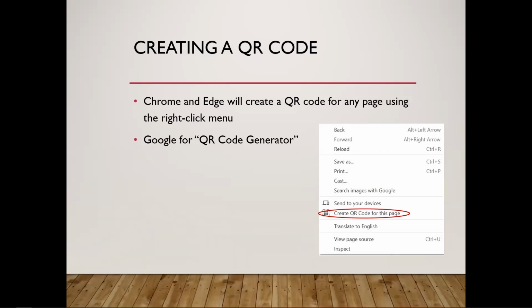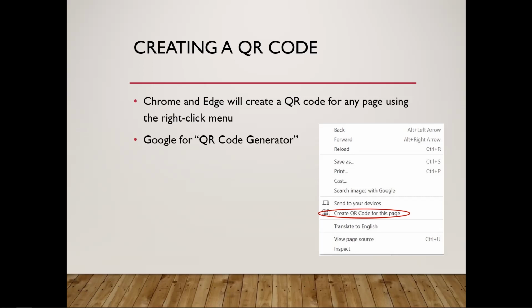So creating a QR code is really surprisingly easy. Both the Chrome and Edge web browsers will create a QR code on any page on the web just by using the right-click menu. So you go to CNN.com or whatever it is that you want to create a QR code for, you right-click, use your right mouse button, and that menu will pop up, and most 2/3 of the way down, there's an option to create QR code for this page.